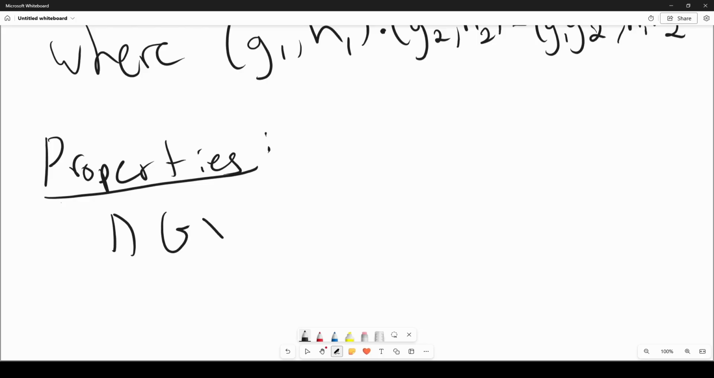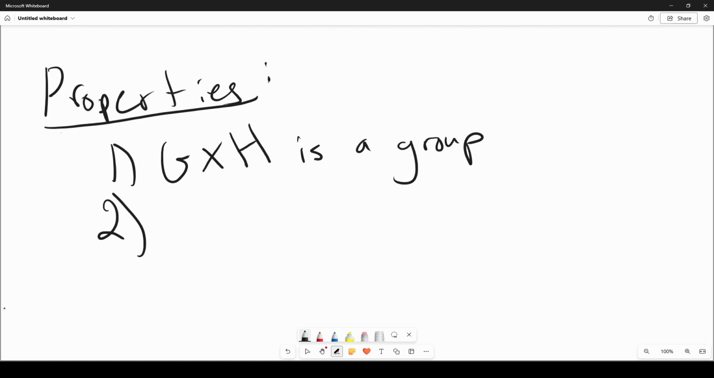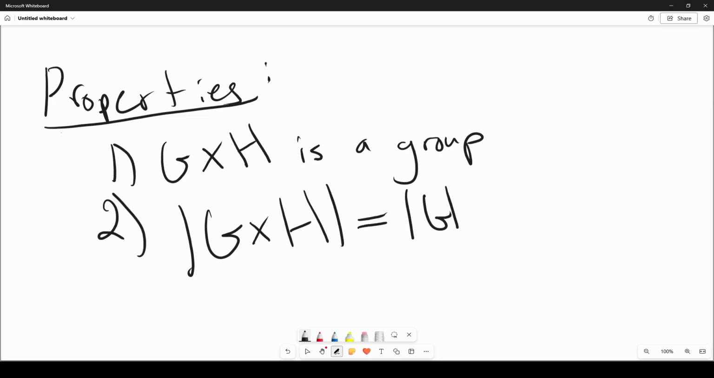So the first one is, of course, that G cross H is a group. So you have to verify that you have identities, that the multiplication is associative, and that you have inverses. All of which should be relatively straightforward given the definition of a multiplication. The second one is about the size of this group. So the order of G cross H should quite naturally be the order of G times the order of H.